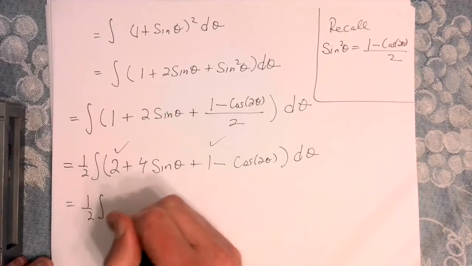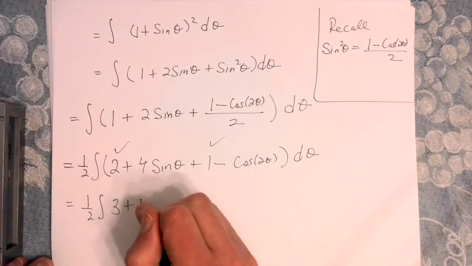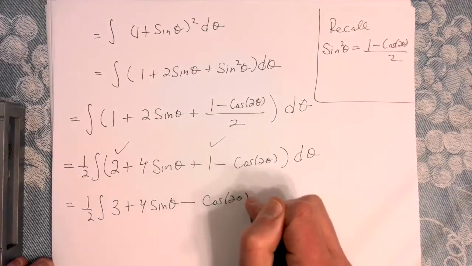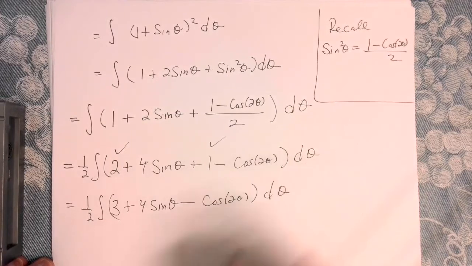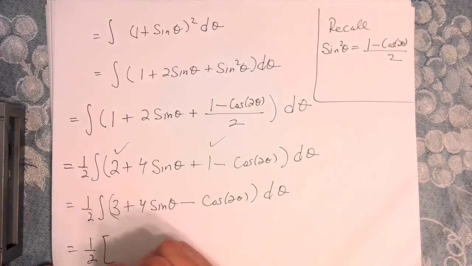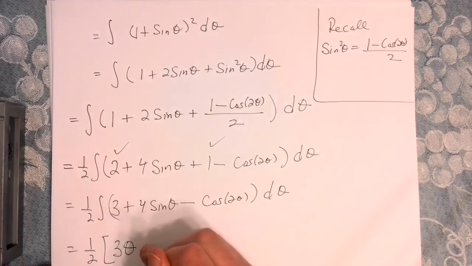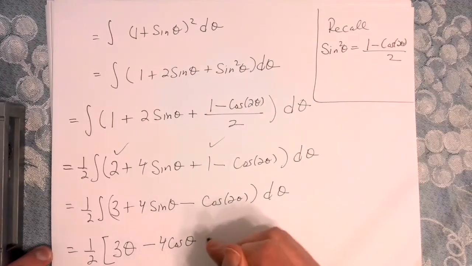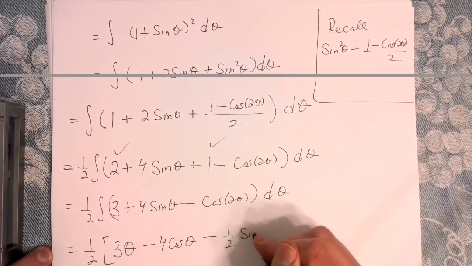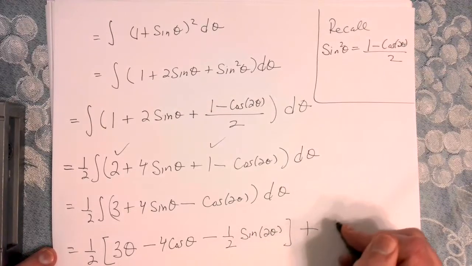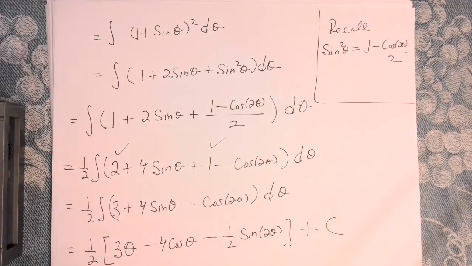Well, it seems as though the worst is over because adding like terms, that'll give me 3 plus 4 sine of theta minus cosine of 2 theta. And I know how to integrate all 3 of those terms. So let's go ahead and integrate them. Antiderivative of 3 is 3 theta. Antiderivative of sine is minus cosine. And then here I'm going to get minus 1/2 sine of 2 theta. This will be plus c, but we've got a lot of work to do to go back to x's, right?